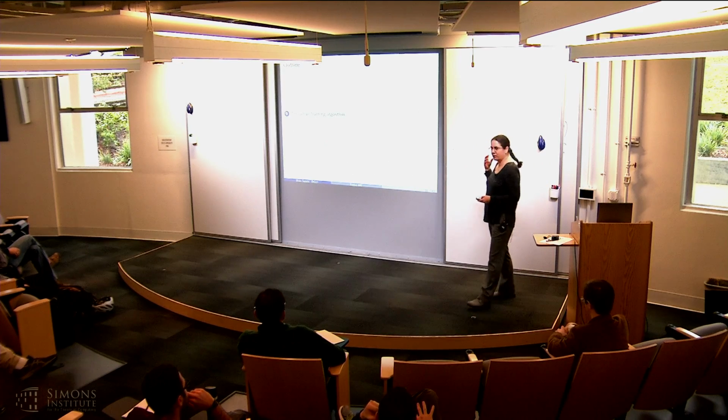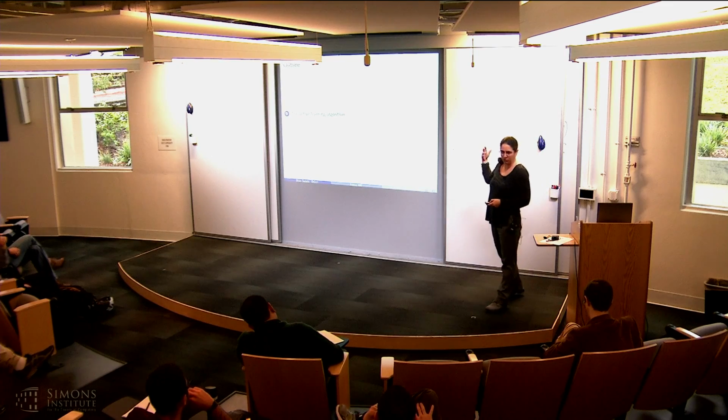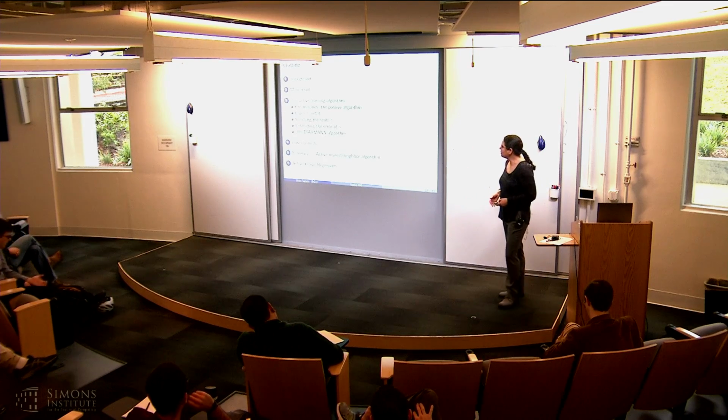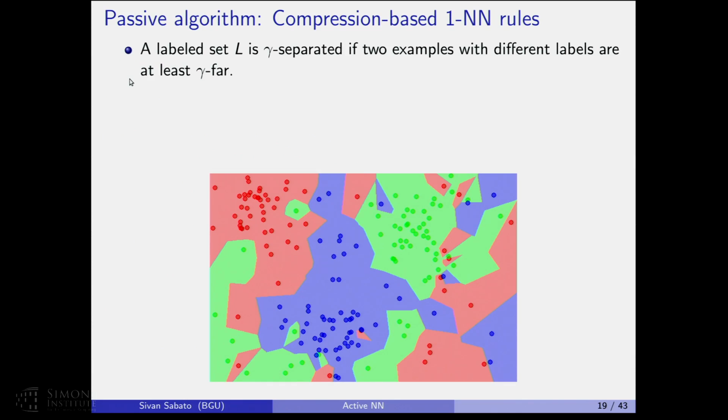So let's talk about what the algorithm is, and I will start with explaining the passive algorithm for a moment, and then it will be easier to also explain the active algorithm. So I will first talk about the passive algorithm, and then I will explain the different parts of the active algorithm. So, the passive algorithm works as follows. First, it looks at the data, and it wants to find basically a separated set. So what's a separated set? Let's say we have a scale gamma.